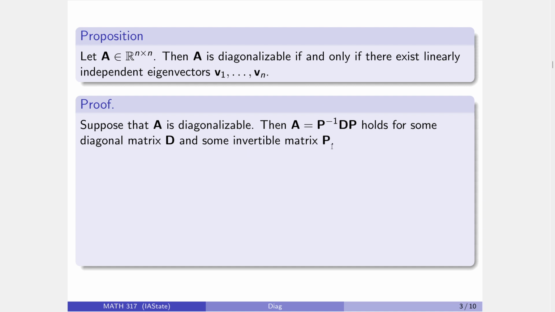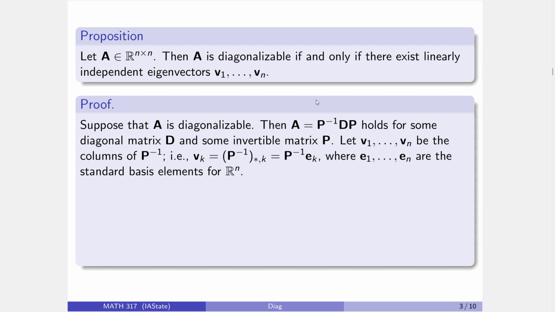But P is definitely invertible, and what do we know about invertible matrices? Well, one of the many equivalent things to being invertible is that your columns are linearly independent. And, oh hey, there happen to be n columns in the matrix P. Similarly for P inverse. So let's let v1 to vn be the columns of P inverse. In other words, v sub k is equal to the kth column of P inverse, which another way of algebraically representing is P inverse times the kth standard basis element.